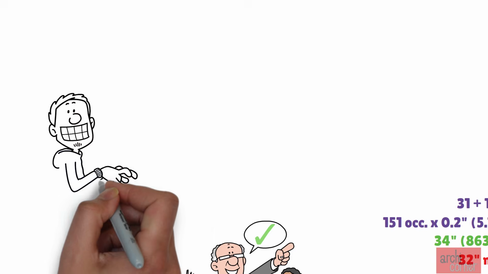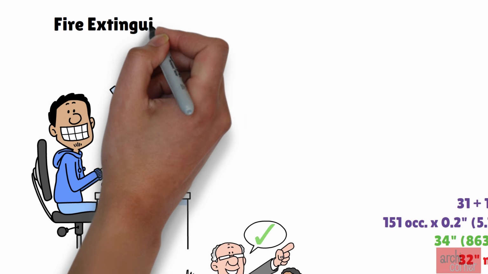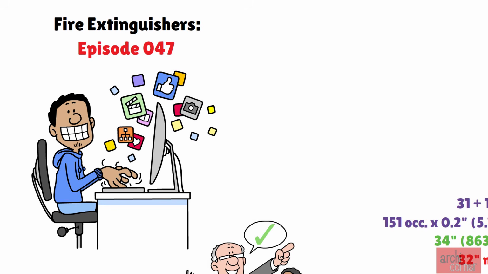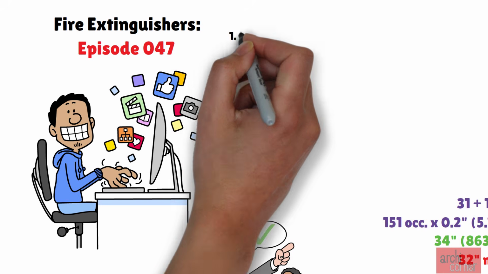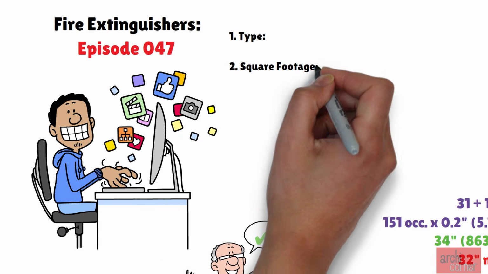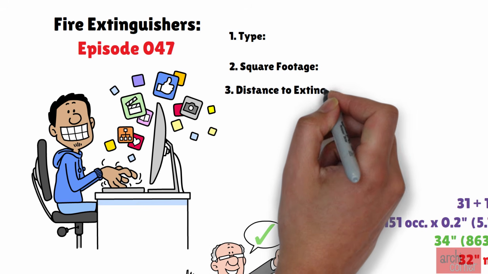Every egress plan should show the location of fire extinguishers. I have created a full video just on extinguishers. It is episode number 47. Please take a look at it, as that will make this video easier to understand. There are a few things to account for in fire extinguishers: the types of fires we need to prevent, the square footage each fire extinguisher can cover, and the distance to each fire extinguisher.